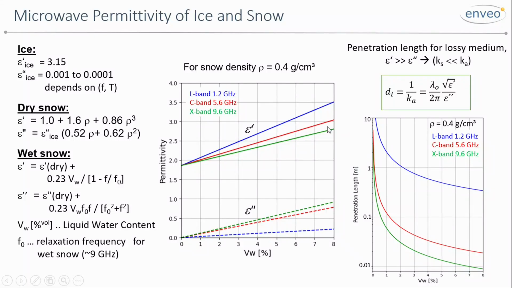But the changes in principle, we are still in the same order of magnitude. For example, for 4 or 5% in this range, it changes for dry snow from a little bit below 2 up to about 2.5 or something like this in this range. When we look now at the absorption part, there's a dramatic change when we have some liquid water in there.